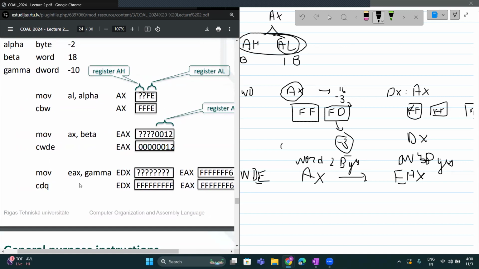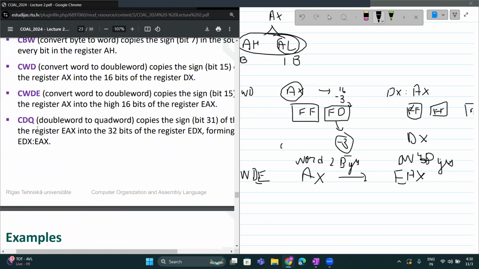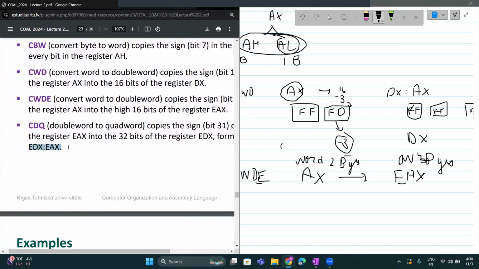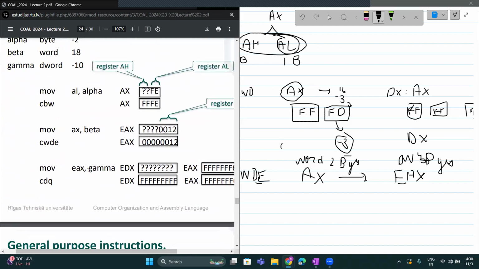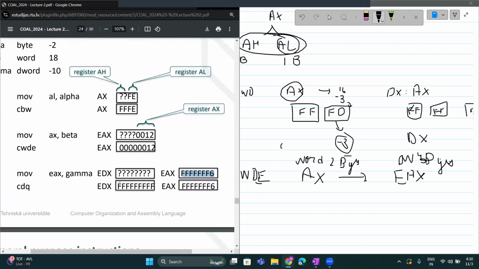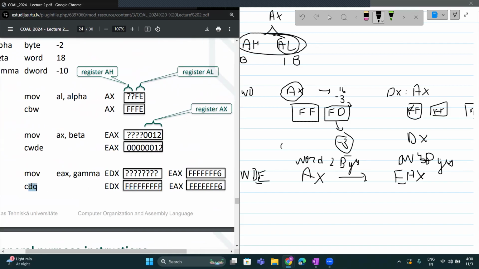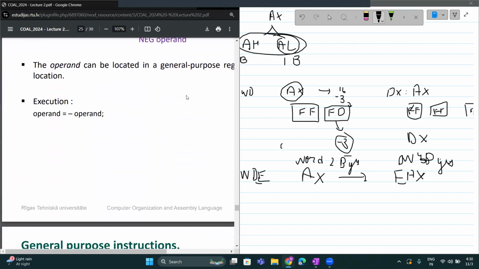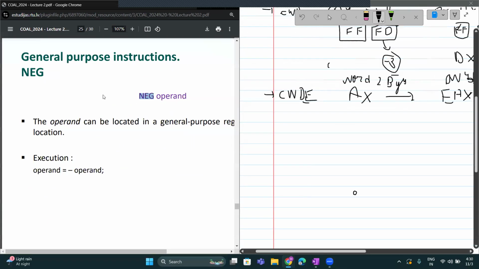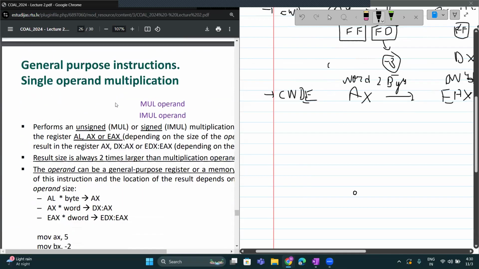Finally, this also: this is double word to quad word. Instead, it extends EAX to EDX comma EAX. So if EAX is this, it extends EAX to EDX comma EAX. CDQ converts double word to quad word. And then there is NEG, it changes the value to negative.